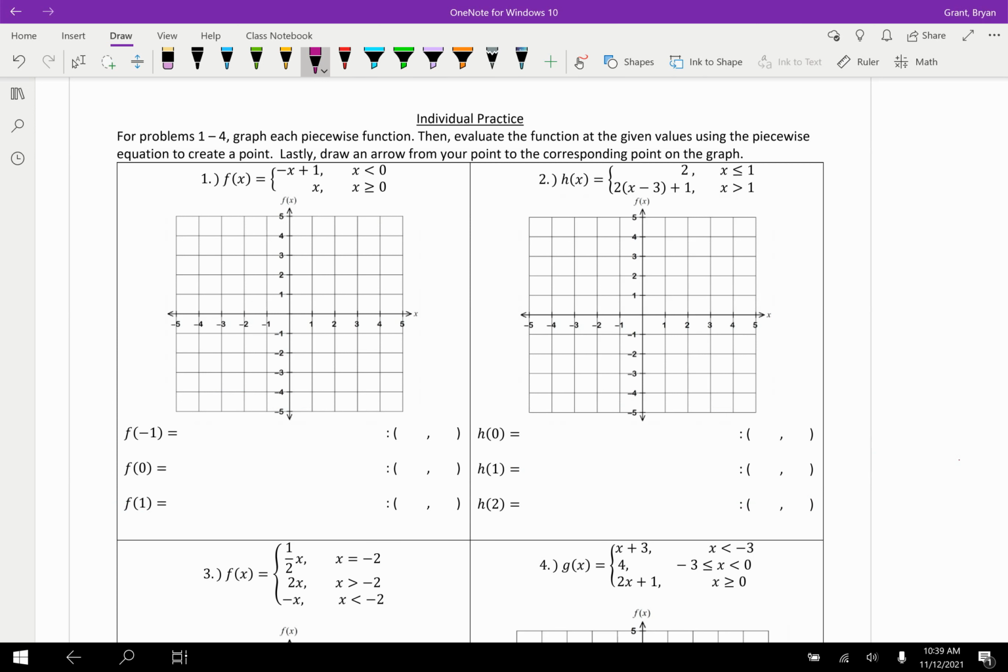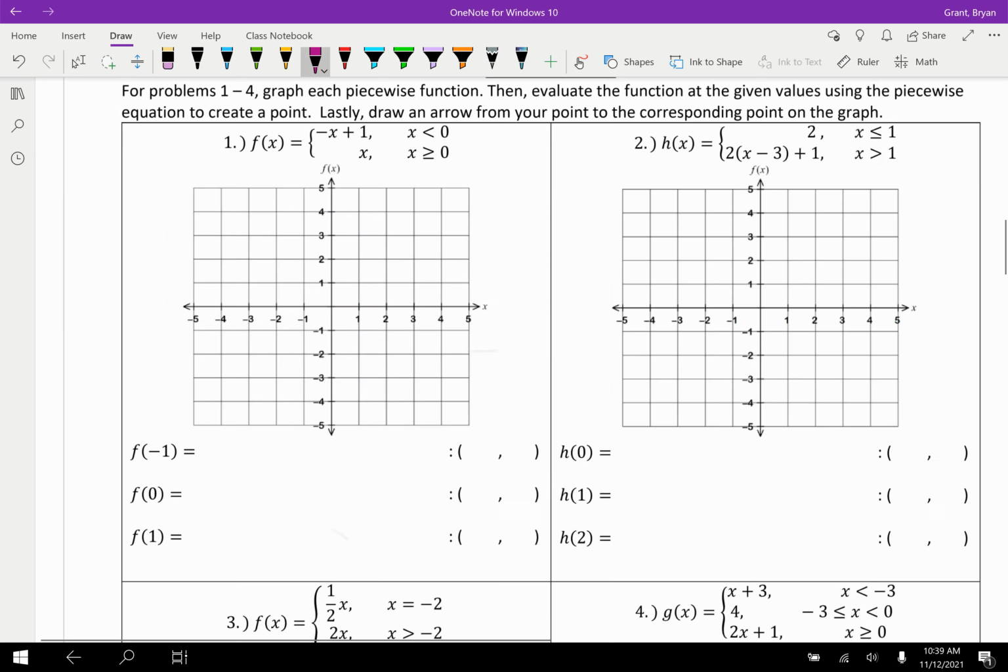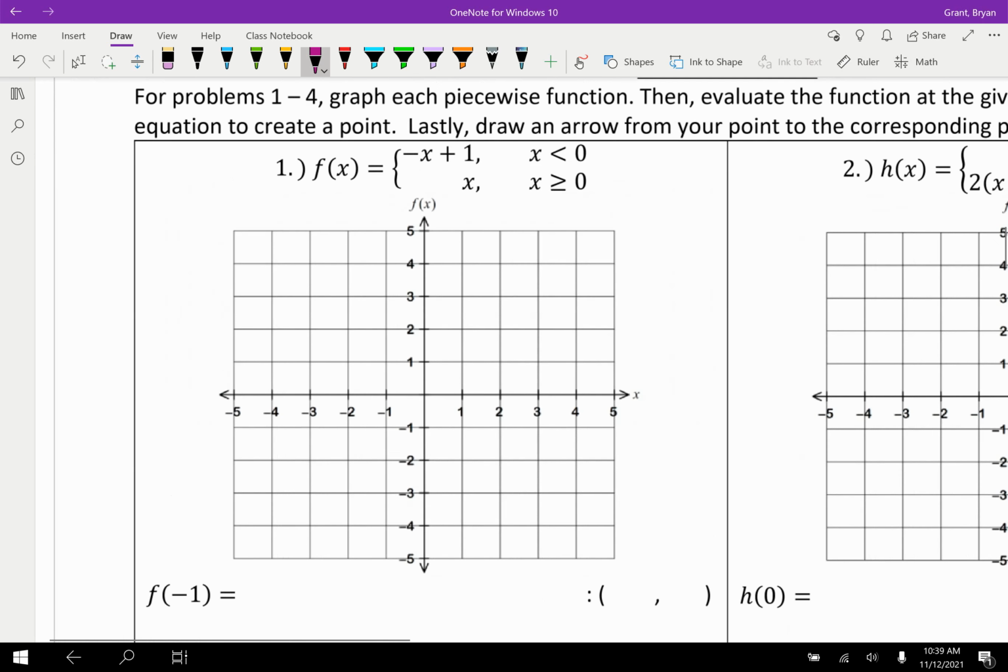All right, so looking at these, we have to graph each function, then evaluate the function at the given values, and then we're going to draw an arrow from our point to the corresponding point on the graph. So let's do it a bit at a time. I'm going to start with the 2 functions up above, negative 1x plus 1, and this one's going to be 1x plus 0. Do that in a different color though, so it stands out.